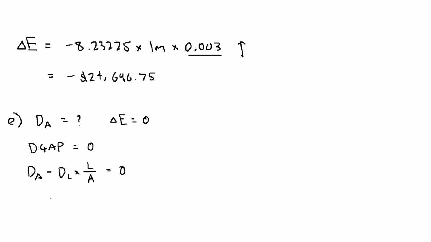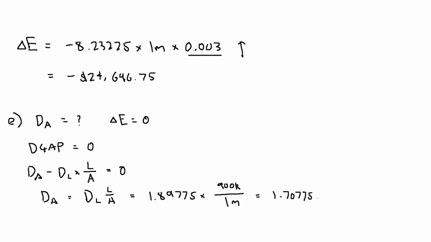Now we can just rearrange this equation in terms of duration of assets. So we have duration of assets equals duration of liabilities times L over A. And we already have these values. So duration of liabilities is still 1.89775 times 900,000 over 1 million. And this should give you 1.70775 years.